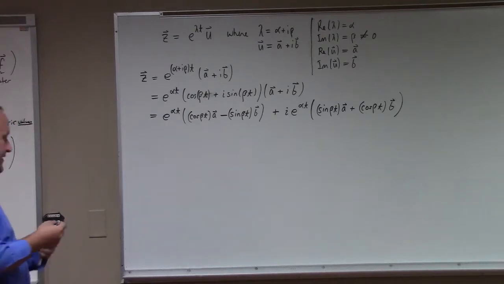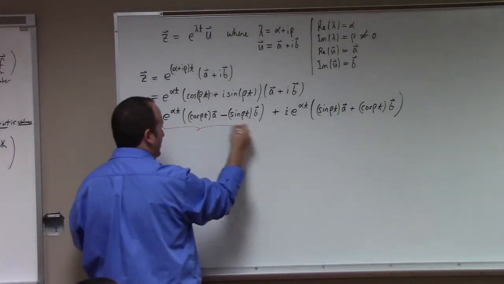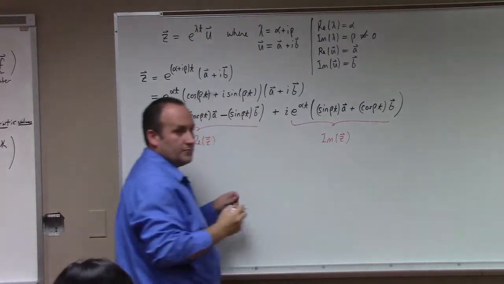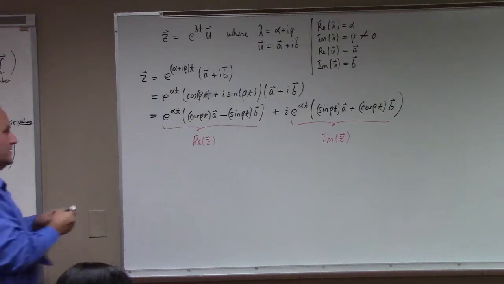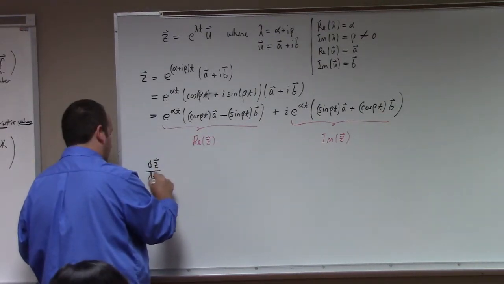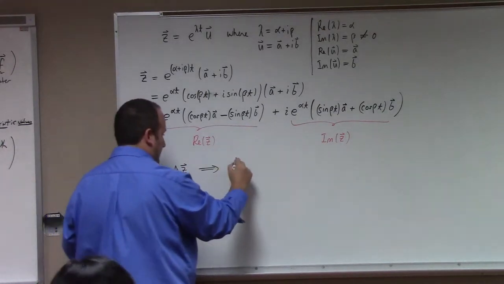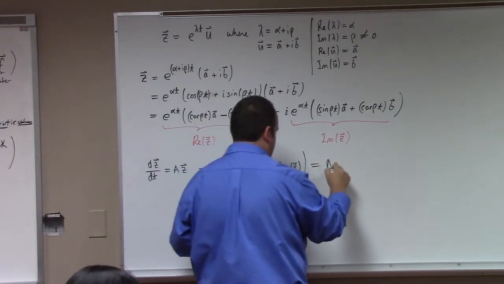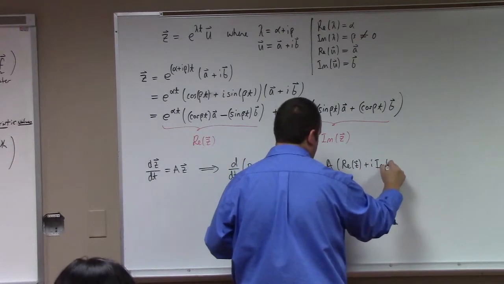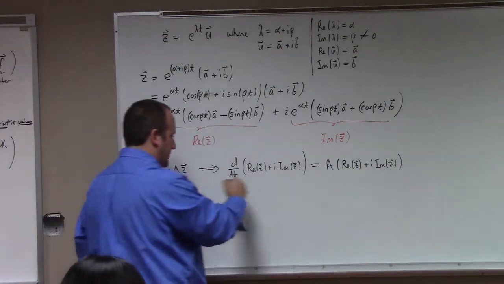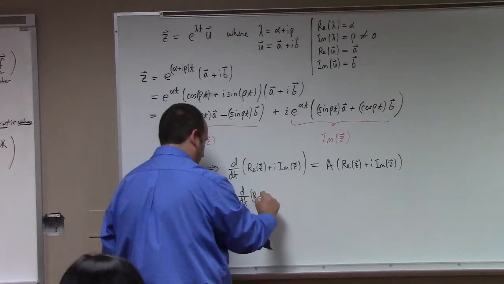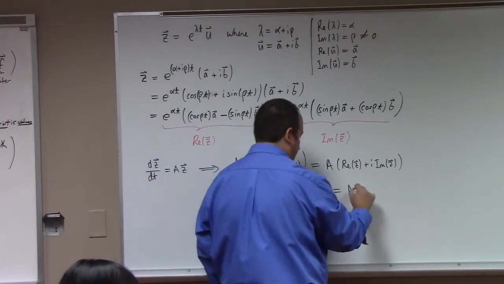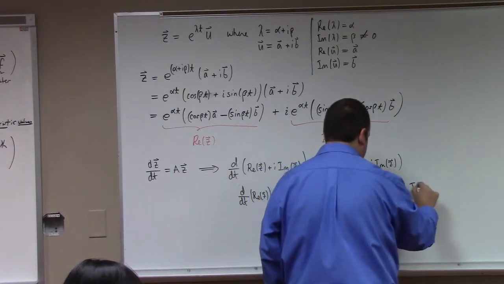Now, having done all this work, you can identify straight up that this is the real part of the complex solution z, and this is the imaginary part of the complex solution z. But let me just take a moment to think about this. If we have dz/dt equals Az, what does that mean? That means that d/dt of the real part of z plus i times the imaginary part of z is equal to A times the real part of z plus i times the imaginary part of z. How do we differentiate this? Well, this gives us d/dt of the real part of z plus i times d/dt of the imaginary part of z is equal to A times the real part of z plus i, A times the imaginary part of z.